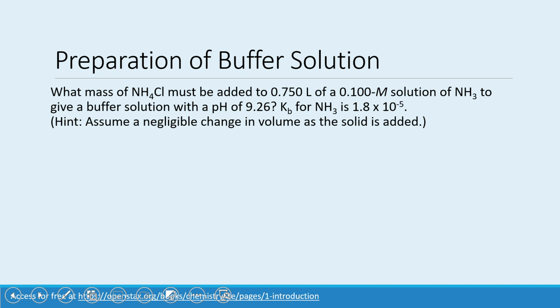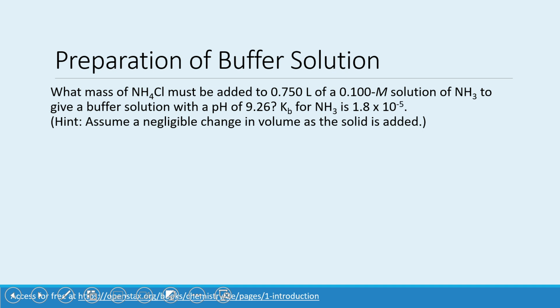So let's see this Henderson-Hasselbalch equation in action. In the example here, what mass of ammonium chloride must be added to a 0.75 liter 0.1 molar solution of ammonia to give a buffer solution with a pH of 9.26, and they give us the Kb value. So in this type of question, we are preparing the buffer solution.